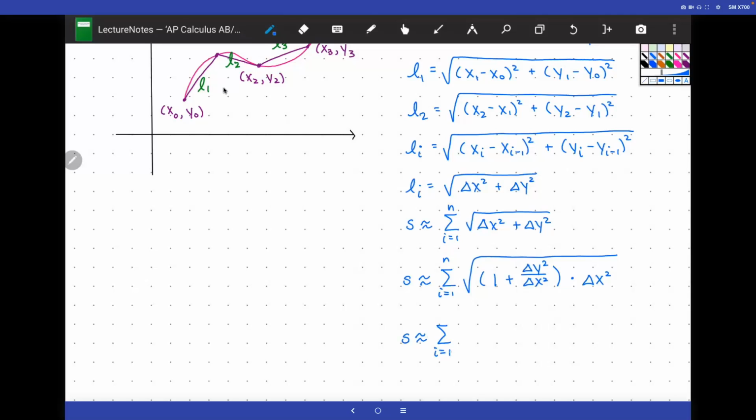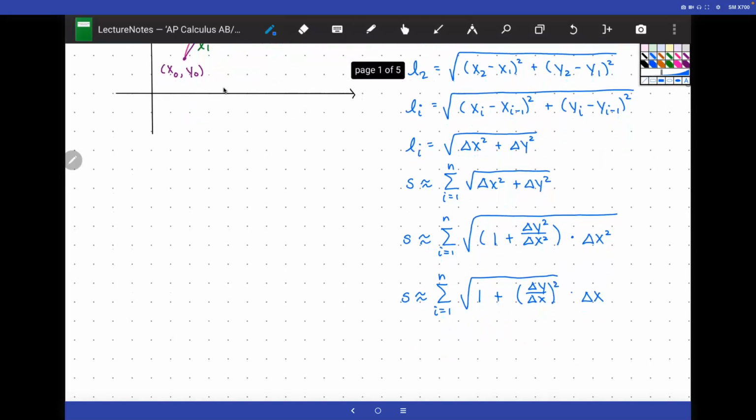I still have a summation as i goes from 1 to n. And then inside the radical, I'm going to have 1 plus delta y over delta x all squared. So that's still in a square root. But then outside the square root, I'm going to do the square root of delta x squared, which is just delta x, no longer in a square root. And now I got the delta x on the outside that I was looking for. That's going to turn into my dx in the integral.